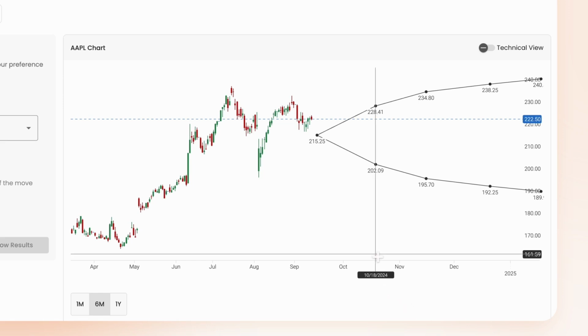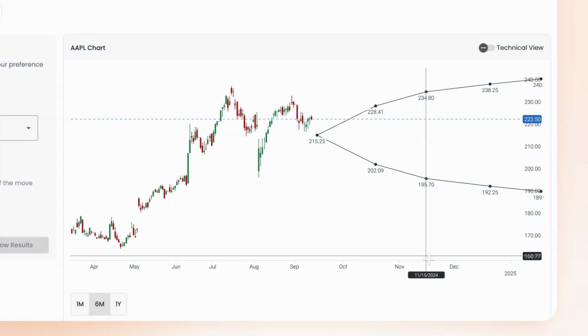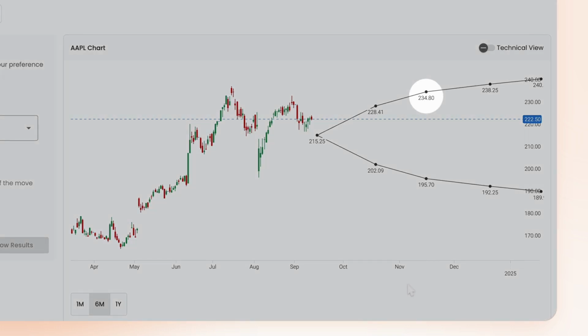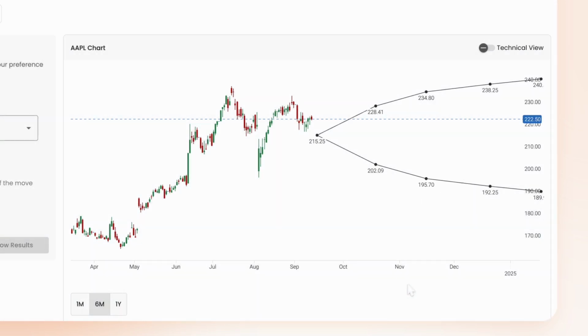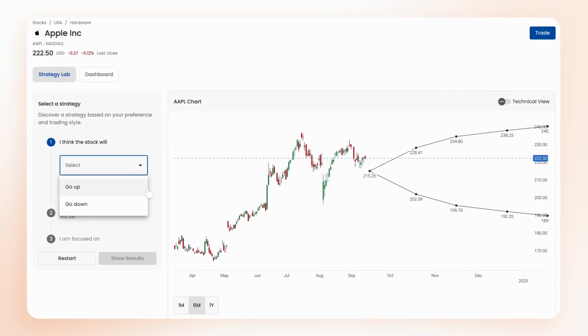Here we can see that a month from now, the price will likely be within the range of 228.41 or 202.09, something many refer to as the swing. Within 2 months, this range expands to a high of 234.80 and a low of 195.70.